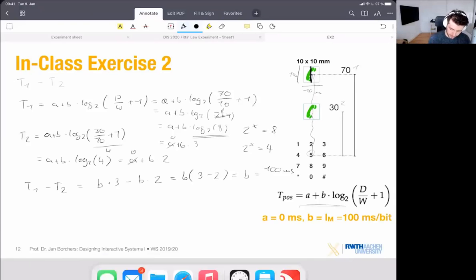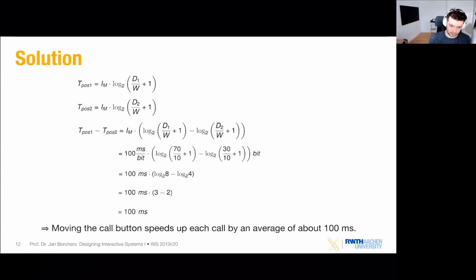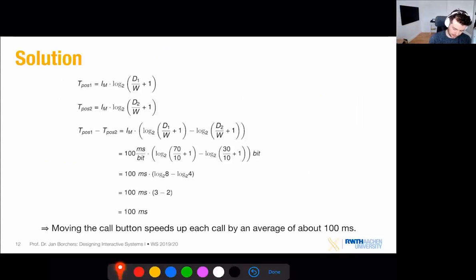Okay, so let's go back to the slides. So this is also the solution here. And as you can see, correctly, we find out it's 100 milliseconds. Yay.